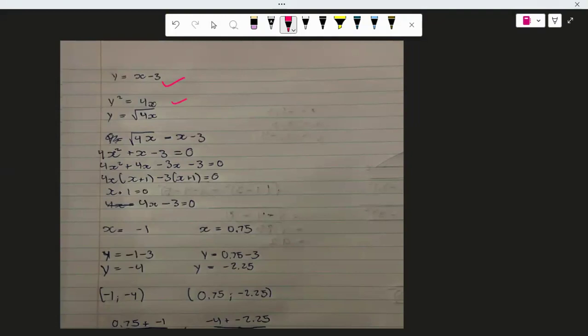We have certain things to do to get the simplest approach. If we take y equals root 4x and then put it in place of y in the first equation, it will be a kind of difficult approach. Rather, what we should do is put y equals x minus 3 in the second equation. Suppose this is the first equation and this is the second equation. Put the value of y from the first equation into the second equation. Then it will be easier to do.